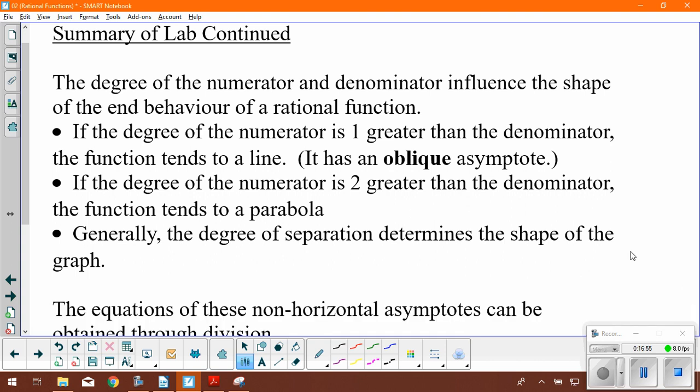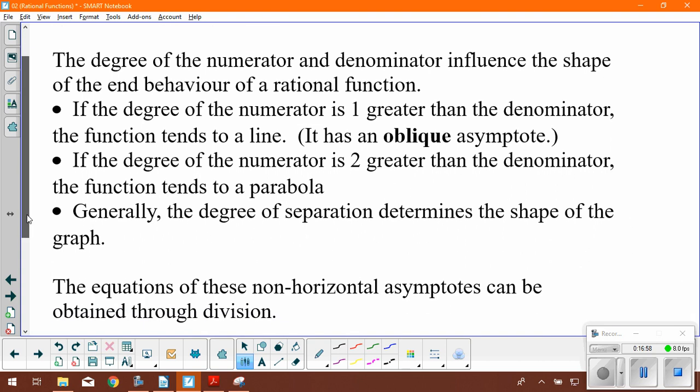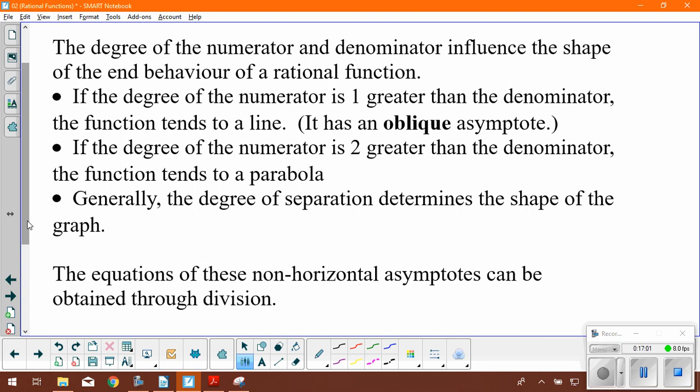And of course, more generally, that means the degree of separation between the numerator and the denominator tells you what the end shape would be. So if the numerator was like x to the 7 and the denominator was x cubed, the difference between those powers is 4, so it would tend towards a quartic function. Last but not least, the equations of these non-horizontal asymptotes can be obtained by just doing division. You divide, and the quotient that you get is the equation of the asymptote that it tends towards.